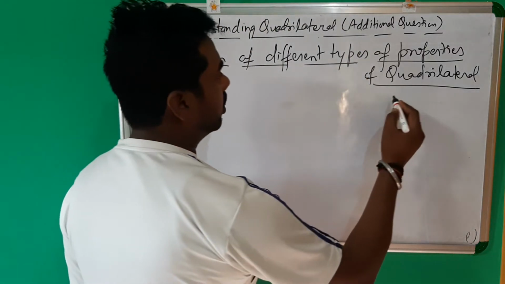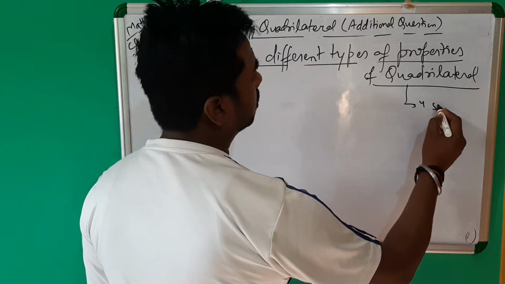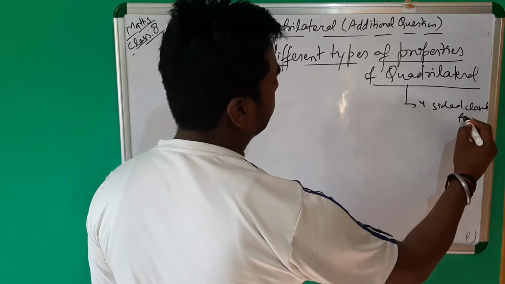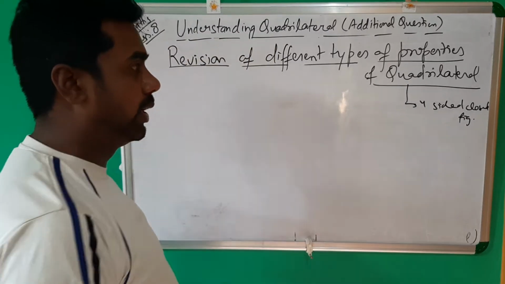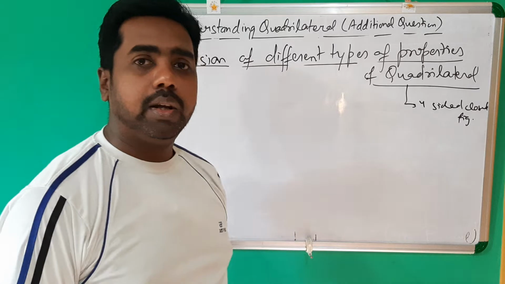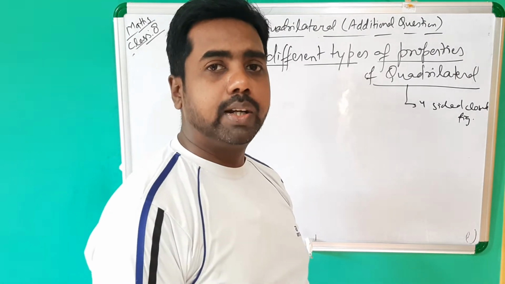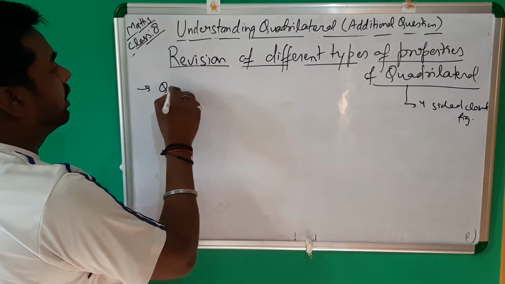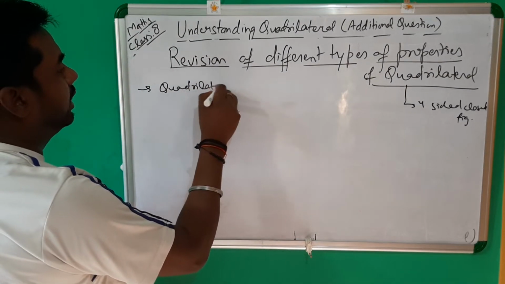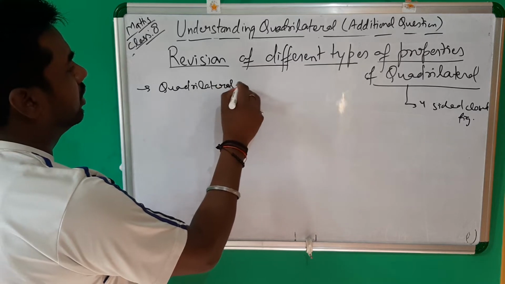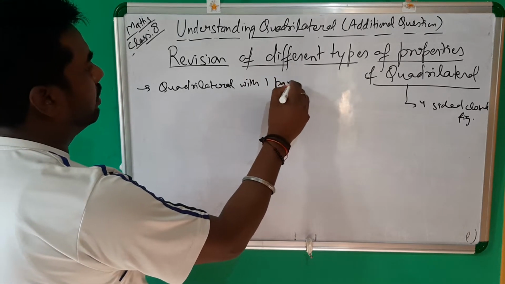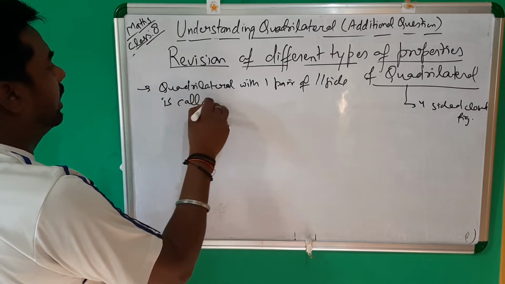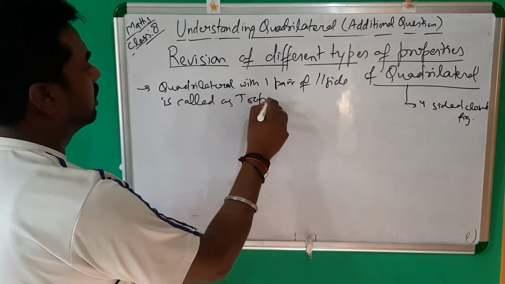First of all, I'll start with quadrilateral, which means a four-sided closed figure. A four-sided closed figure or four-sided polygon is called the quadrilateral. Now if a quadrilateral has only a single pair of parallel sides, a quadrilateral with one pair of parallel sides is called a trapezium.